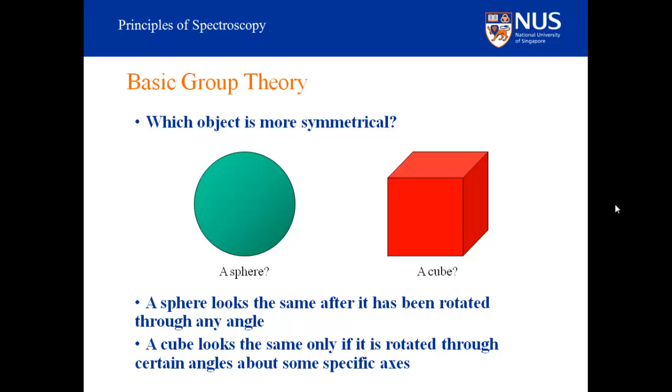So that is an obvious one. Obviously a sphere is more symmetric, and we are getting a feel for why it is more symmetrical. It has to do with the number of symmetry elements.